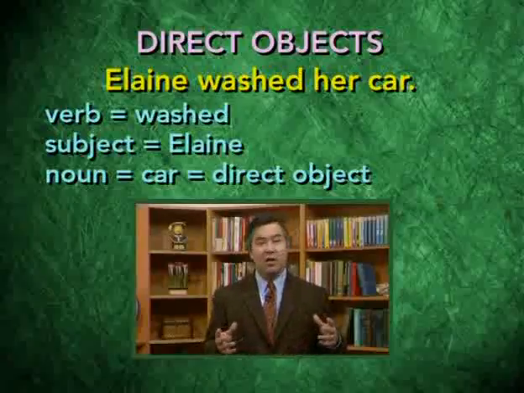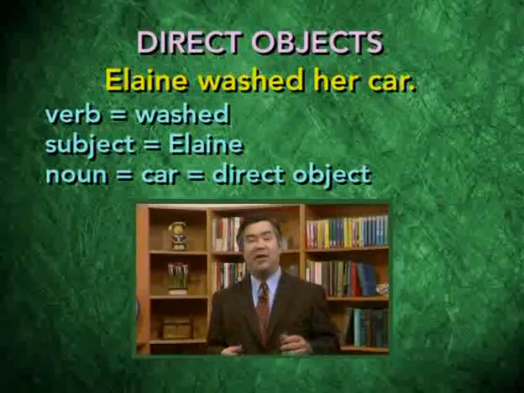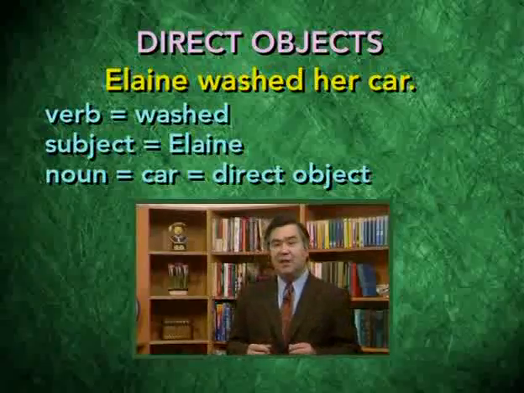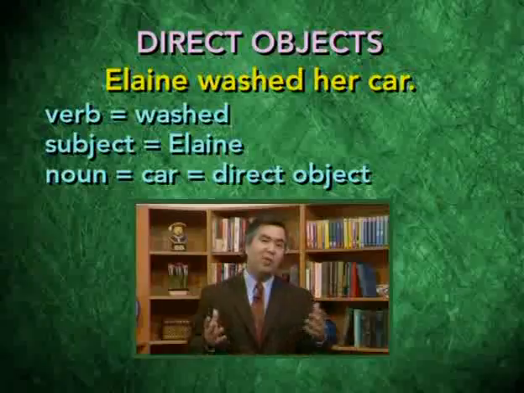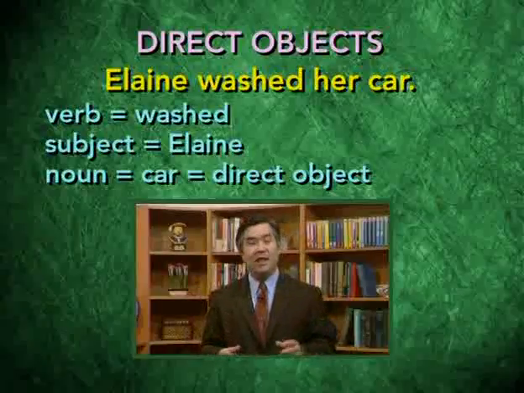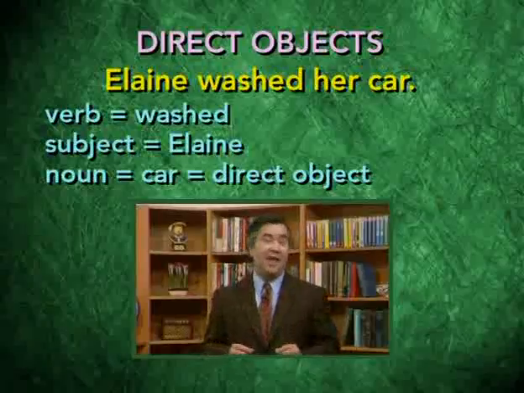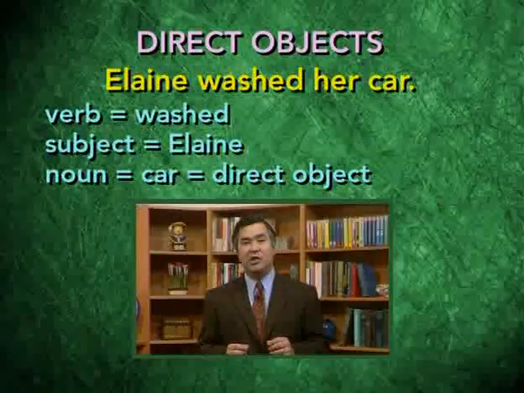The word her, which is a possessive pronoun, gives us a little more information about the car. It modifies the noun car by telling us which car, whose car it was. But the word car, that noun, is the direct object. It receives the action of the transitive verb washed.